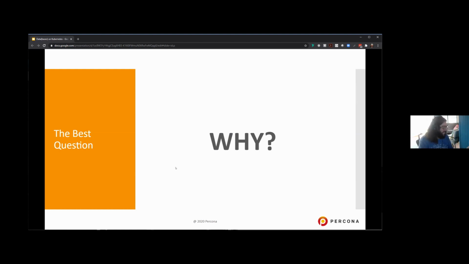The why. Give us the why. Yeah, this is the best question that you can ask yourself. I want to move, or my boss or person X wants to move our database into Kubernetes. This is probably the first and only question that you'll need to ask to get the real answer, whether or not you should proceed. Why? Why do you want to do that?